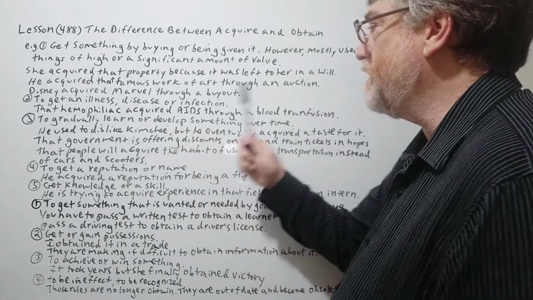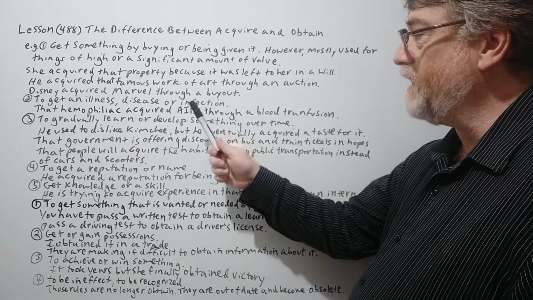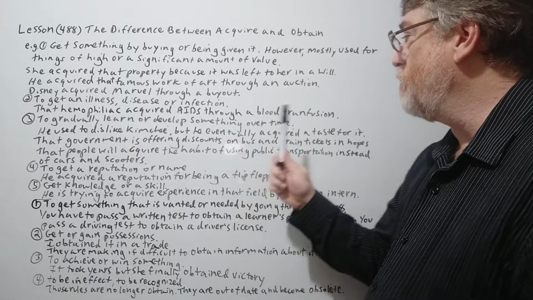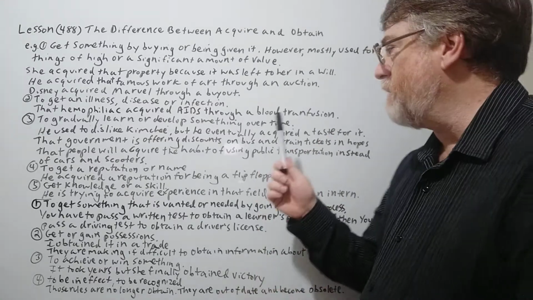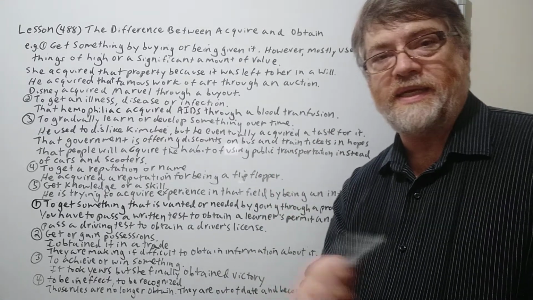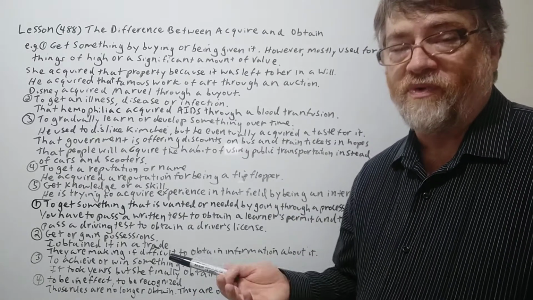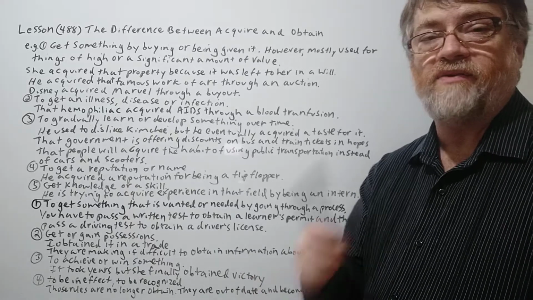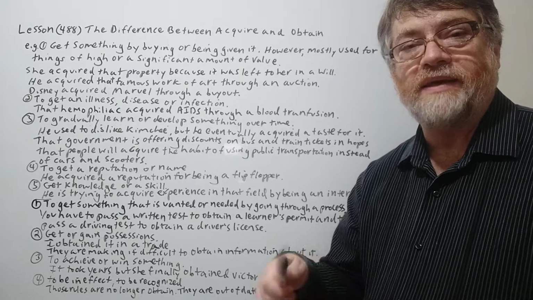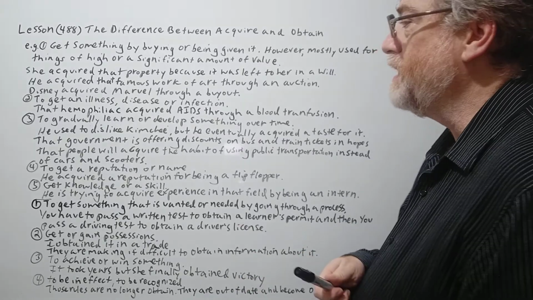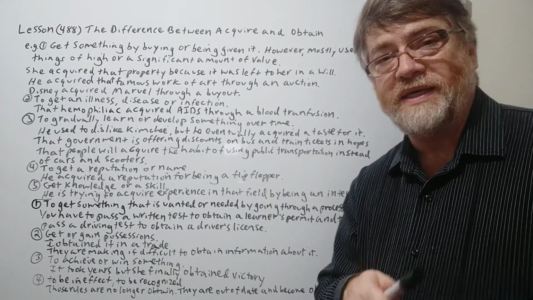All right, to get an illness, disease, or infection. That hemophiliac acquired AIDS through a blood transfusion. Now, this was in the early days of AIDS. This probably wouldn't happen now because they change the needles all the time. But in the early days of AIDS, some poor hemophiliacs often had to get extra blood because if they got a little cut, they bled more than an average person. So again, we would say that somebody could acquire a disease.